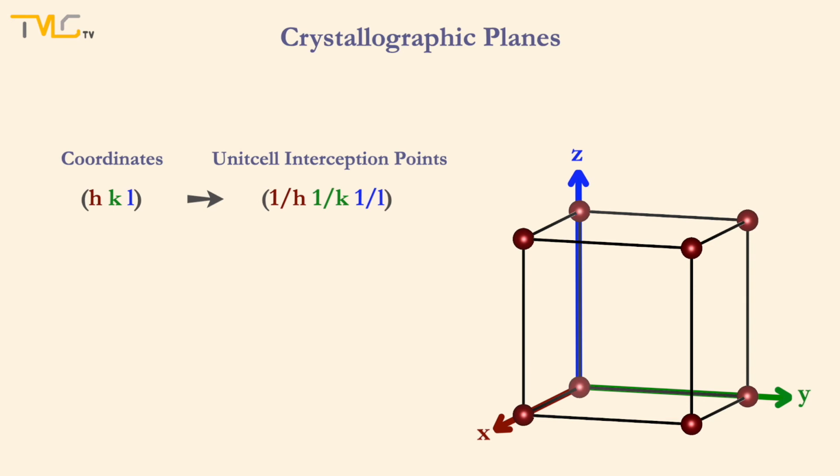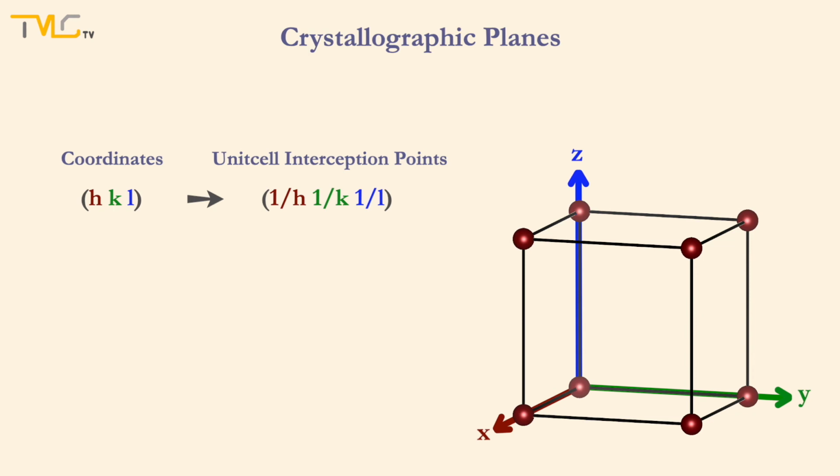Let's show the 1, 2, 3 plane in a unit cell. X, y, and z axis will be intercepted at 1, 0.5, and 0.33 points, respectively. But you may be asking yourself, what if I have Miller indices having a zero value for any of the axes? Then what am I going to do?